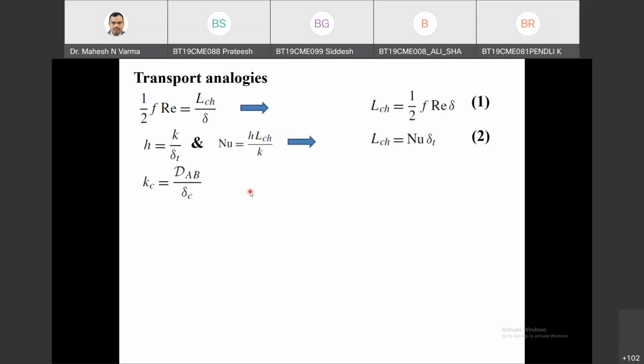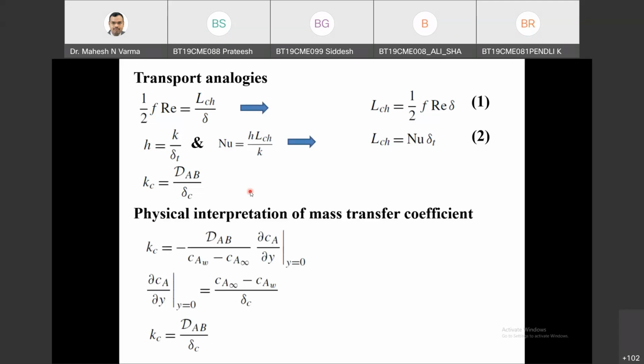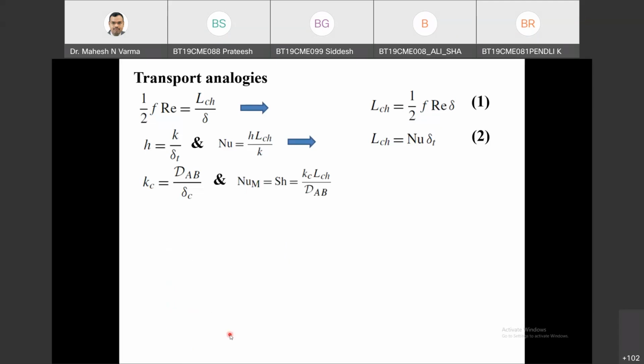It is total interface flux divided by total conduction. But most of the time this total interface flux will be referred to as a convective flux. Why, Ali? So you can see this is the Sherwood number. This is the physical interpretation of the mass transfer coefficient and Sherwood number.